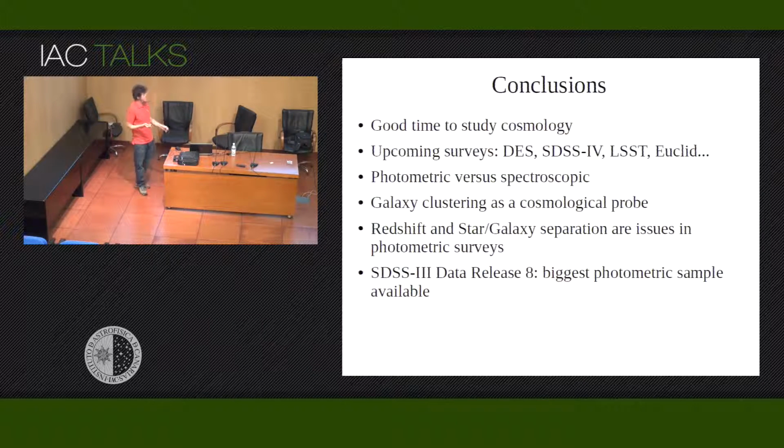So just to finish, I think it's a good time to study cosmology, with lots of upcoming surveys and lots of public data already available for everyone. Those galaxy surveys are now kind of competing, photometric redshift versus spectroscopic redshifts, but both are complementary. Within galaxy surveys, one of the observables that will be used is galaxy clustering, which is good because it's almost linear theory. In the case of photometric surveys, the issues we are most worried about are the redshift resolution and the star-galaxy separation. And I also presented some results with data from what is the biggest photometric sample available today. That's it. Thank you.